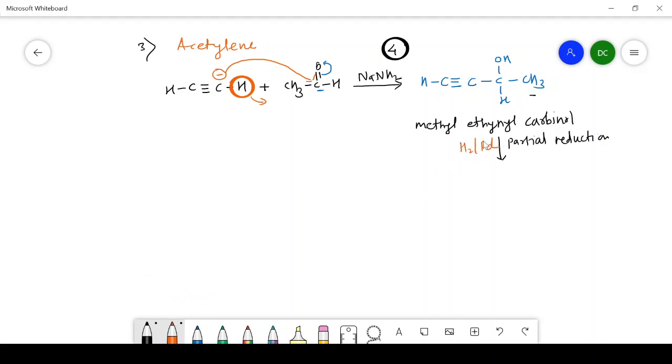Hydrogen and platinum. So there is a conversion of this triple bond into the carbon-carbon double bond, and that's why we get here, I will write here CH2 double bond CH. The remaining structure will be the same, and here CH3. And the name of this compound, there is only a change in the name, will be methyl vinyl carbinol.